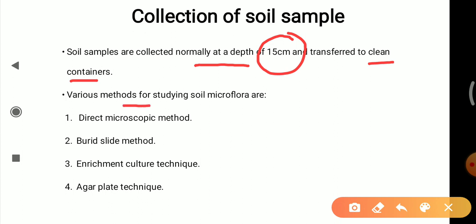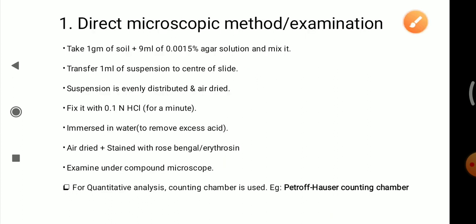The various methods for studying soil microflora are the direct microscopic method, buried slide method, enrichment culture technique, and agar plate technique. These are all different methods for studying soil microflora. We will see each and every method in detail. First, we will discuss the direct microscopic method.